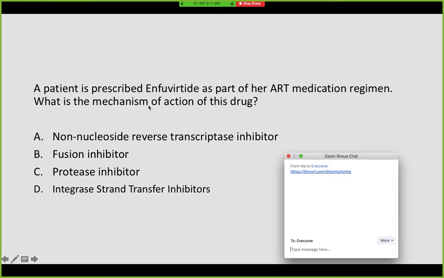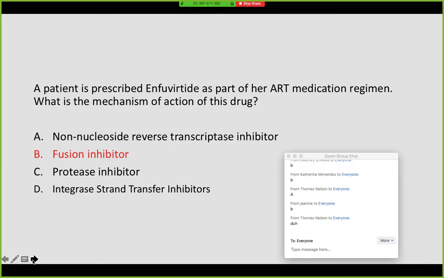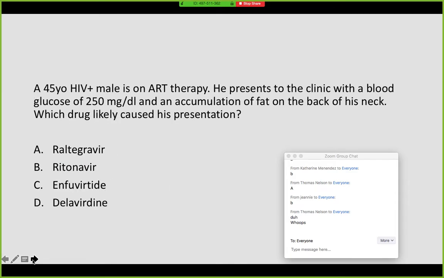All right, so a patient who's prescribed enfuvirtide as part of her ART medication regimen, what is the mechanism of action of this drug? Right, so enfuvirtide is a fusion inhibitor. If I were to guess, I would expect maybe one mechanism of action related question, something about adverse effects, and then something about when not to use a drug.